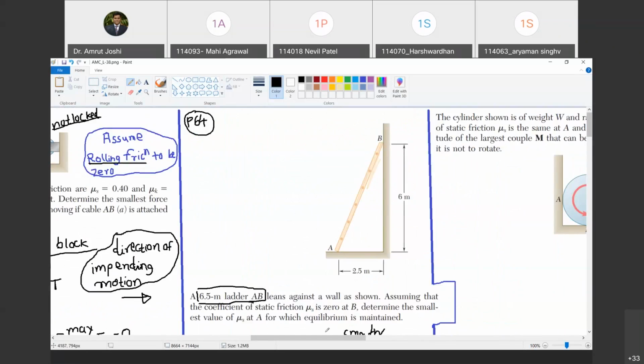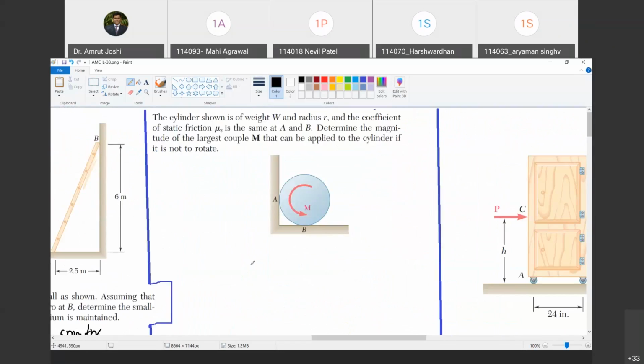Now let us go to the next problem. Problem number 65. So we will start solving this problem. Let us see how much we can reach till 10:30.